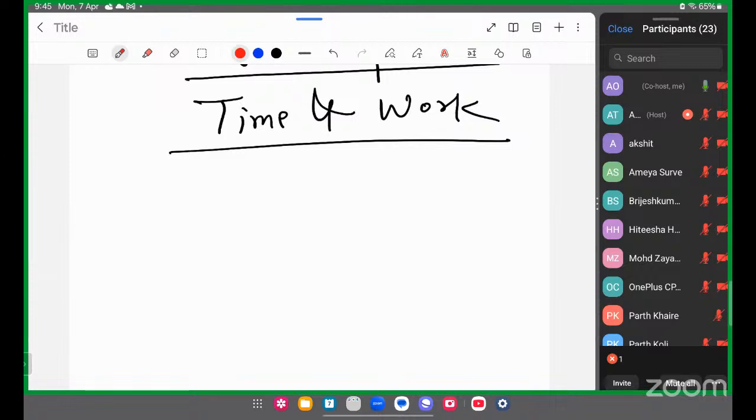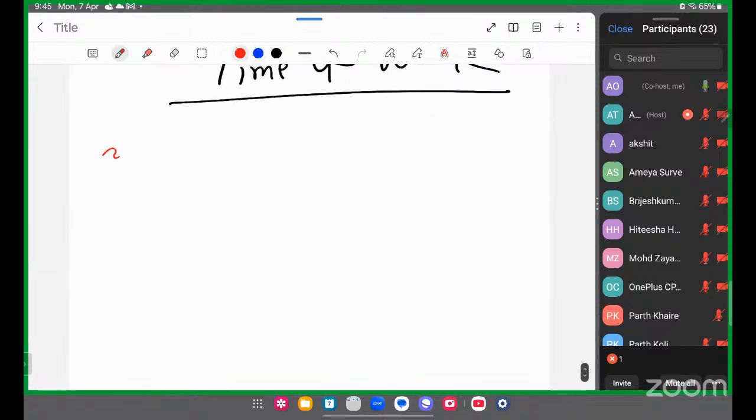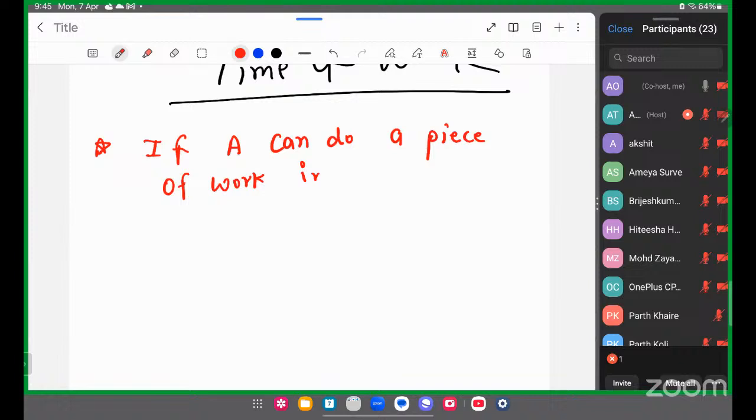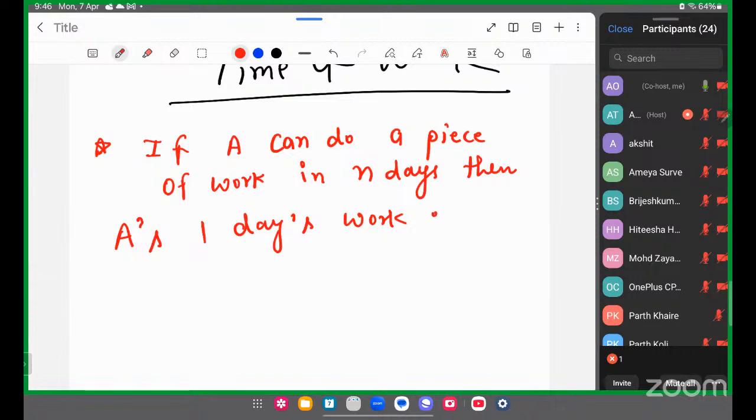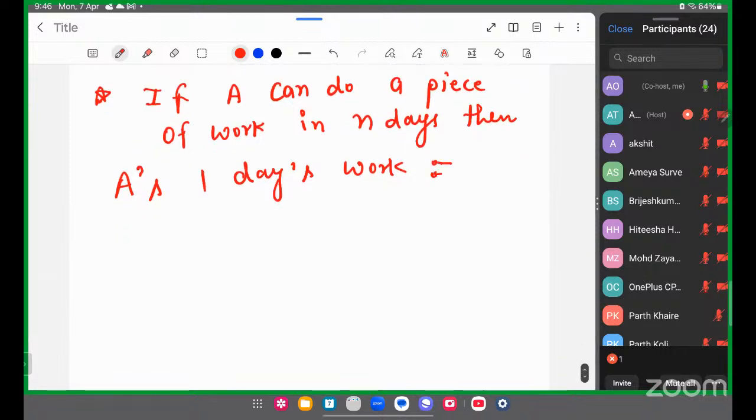So the concept is, first point, if A can do a piece of work in n days, then A's 1 day's work will be what? So this will be 1/n.